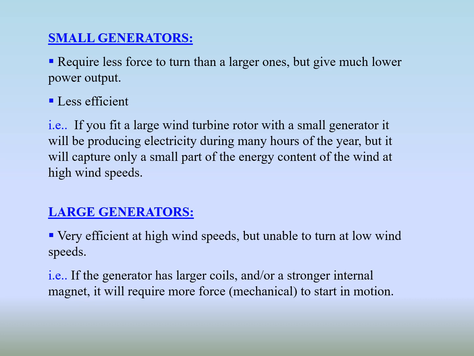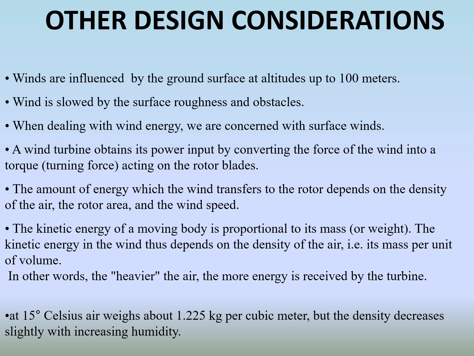Large generators are very efficient at high wind speeds but unable to turn at low wind speeds. Example: if the generator has large coils and or stronger internal magnets, it will require more mechanical force to start in motion.